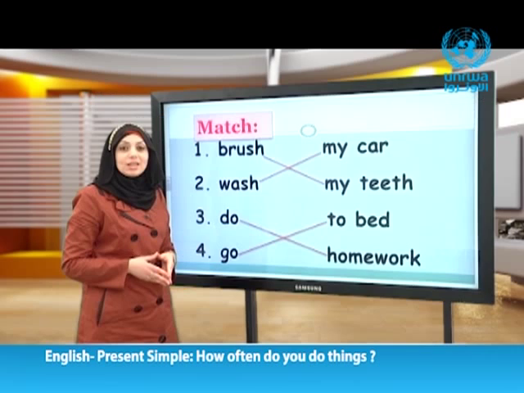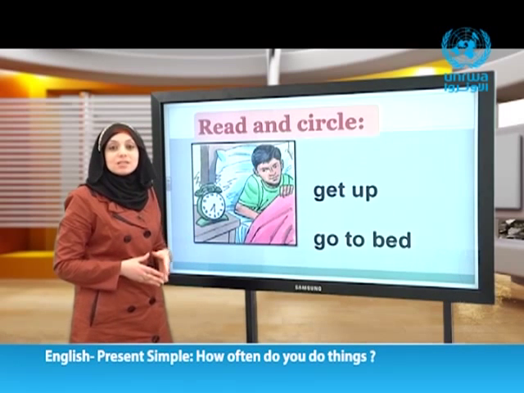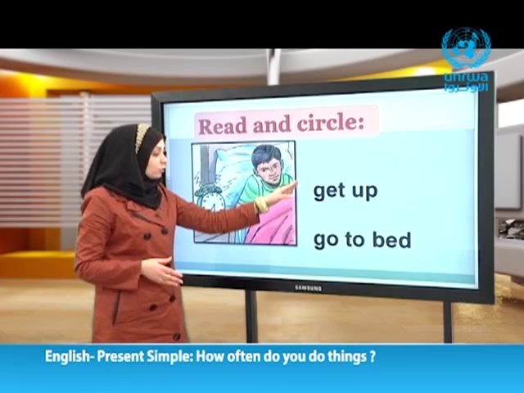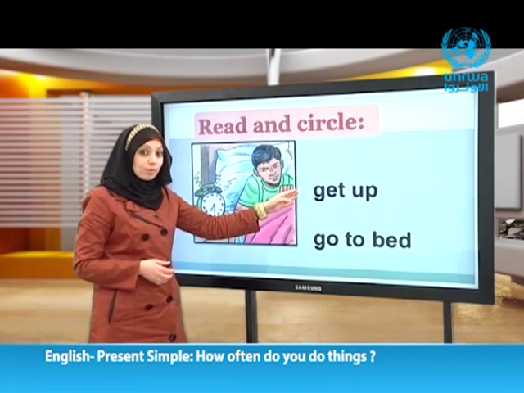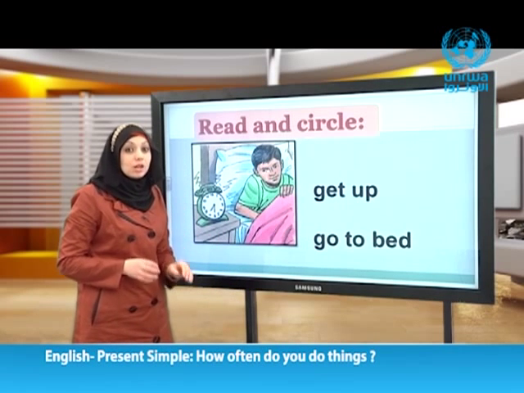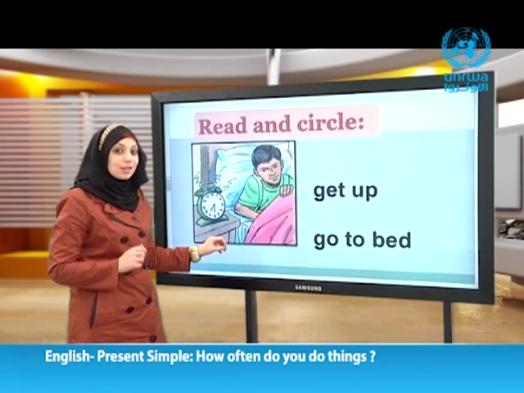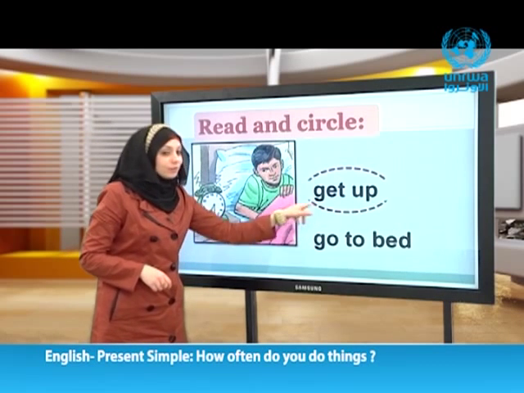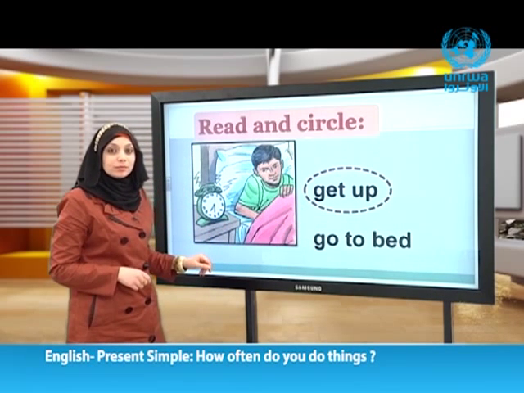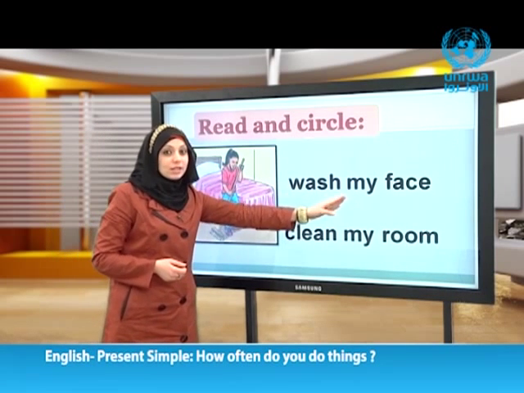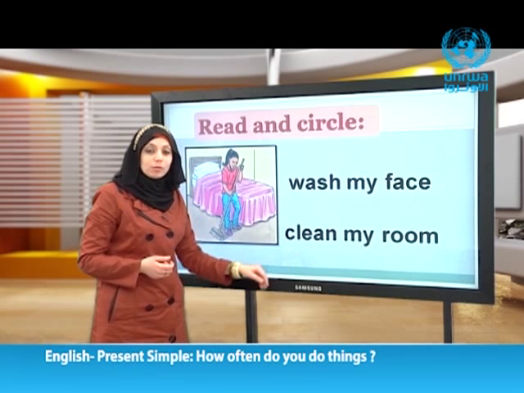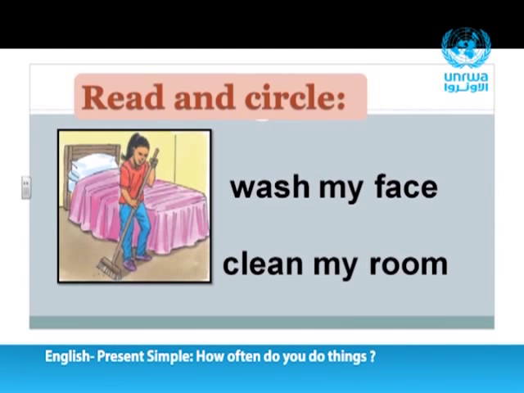Thank you very much. Now we have another activity which is read and circle. Here we have a picture and two choices. Look at the picture. We say get up or go to bed. Look at the picture carefully. Very good. We say get up. But what about this picture? We say wash my face or clean my room. Very good. Clean my room. Thank you very much.